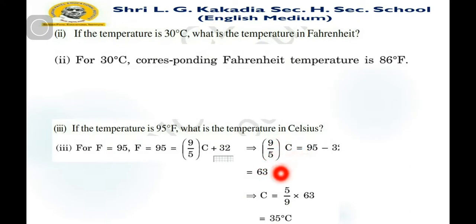So 9/5 C = 63. Now we move this part over, then 9 will be in the denominator and 5 in the numerator. Then C = 5/9 into 63, and we get 35 degrees Celsius. When the temperature is 95 Fahrenheit, the corresponding temperature in Celsius is 35 degrees Celsius.